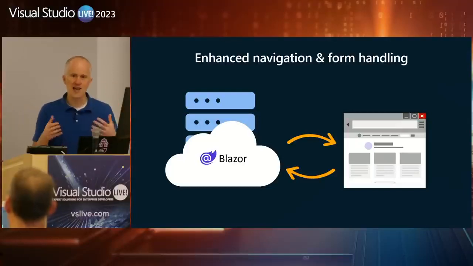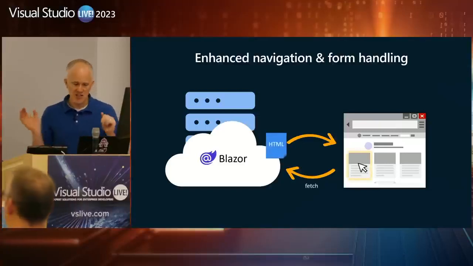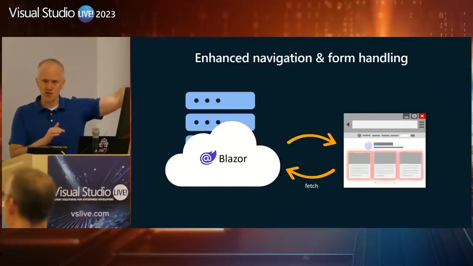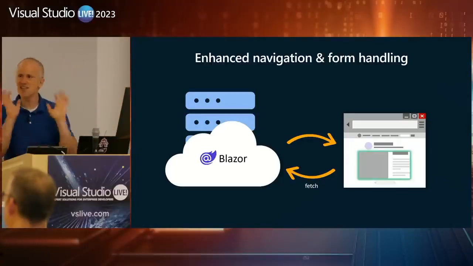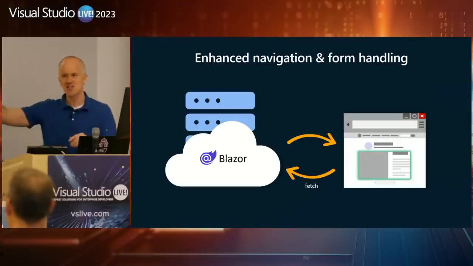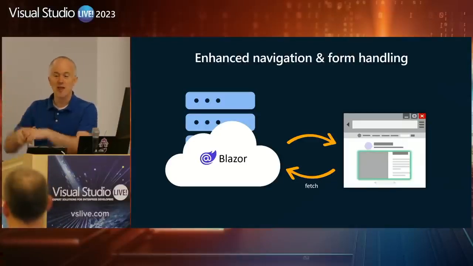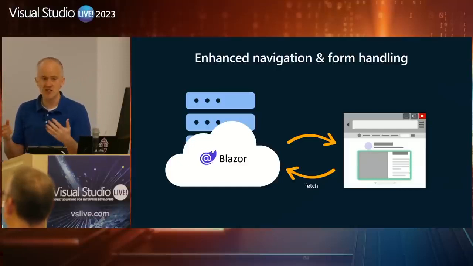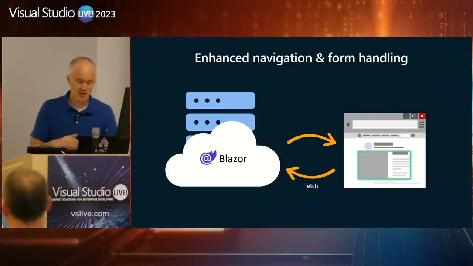Blazor, however, can intercept the page navigations and the form requests, and instead issue a fetch request. And when it issues that fetch request, it will still do normal server-side rendering, but when the HTML content comes back, Blazor grabs that and says, let me take care of that for you. And it updates the DOM seamlessly, just the changes that need to be made to the DOM without having to do a full page refresh. This means your navigations and form handling are smoother, they're faster, and they just feel more responsive. Let me show you what that looks like.